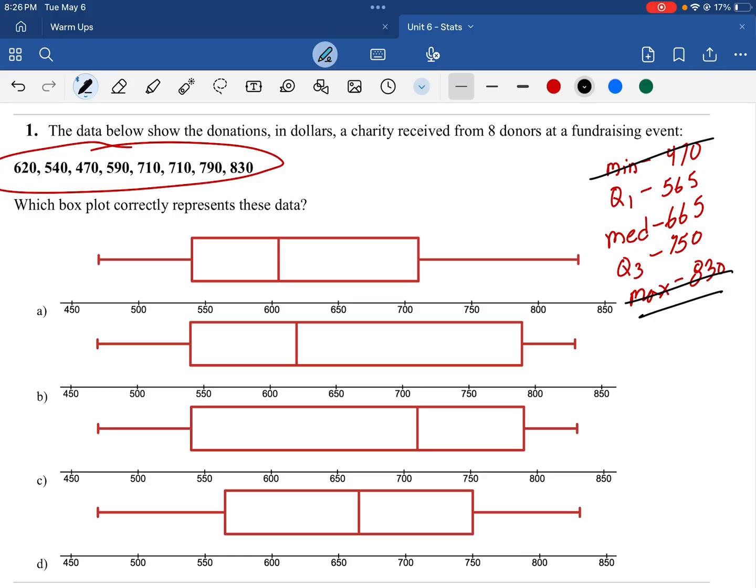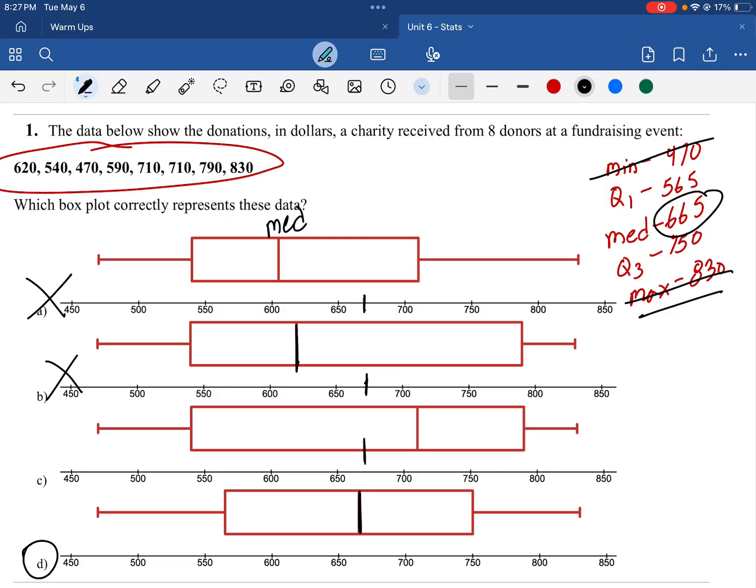So now we can start looking at the median, because that's in the middle, 665. That would be roughly right here. Well, this would be the median. That does not match up, so we can mark out A. Again, the median is 665. Here's the median. That does not match up, so we have to knock B out. That's a little bit closer, but it's not close enough. Let's look at D. Down here is the median at 665, and so that looks like it matches up.